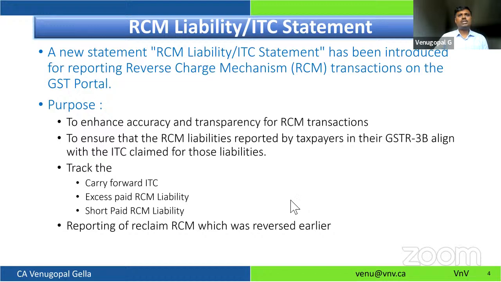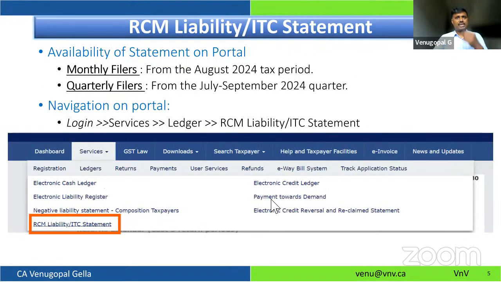Let's look at how this statement would work. Firstly, the opening balance which has been given: this report is starting from August 24. That means here we are in September 24. In the month of September, you will be able to see this statement. How do you navigate? You log into the portal, go under Services, Ledgers, RCM Liability and ITC Statement.